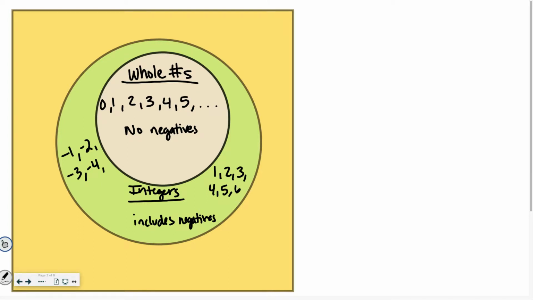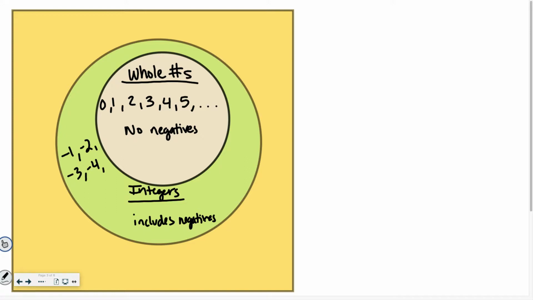So see how that green circle goes around that tan circle? That's because integers include all of the whole numbers. So the only change between integers and whole numbers is that integers includes the negative numbers.